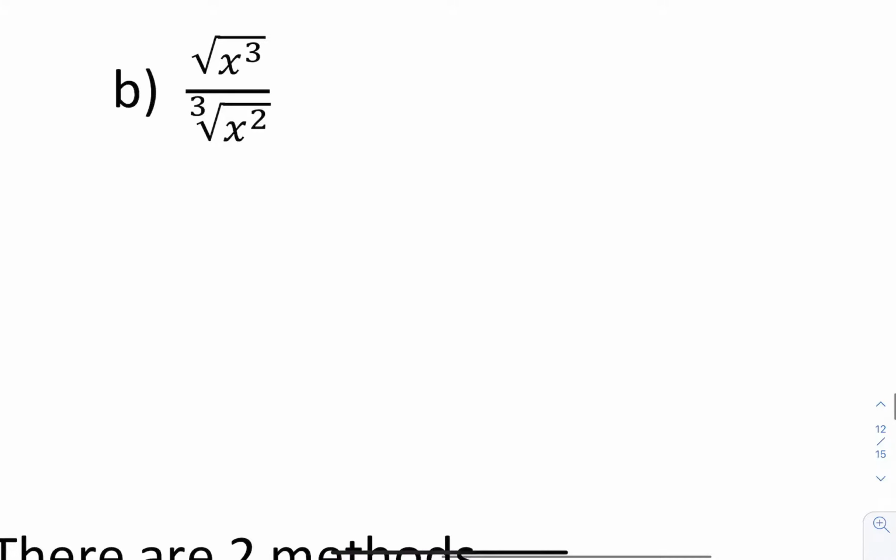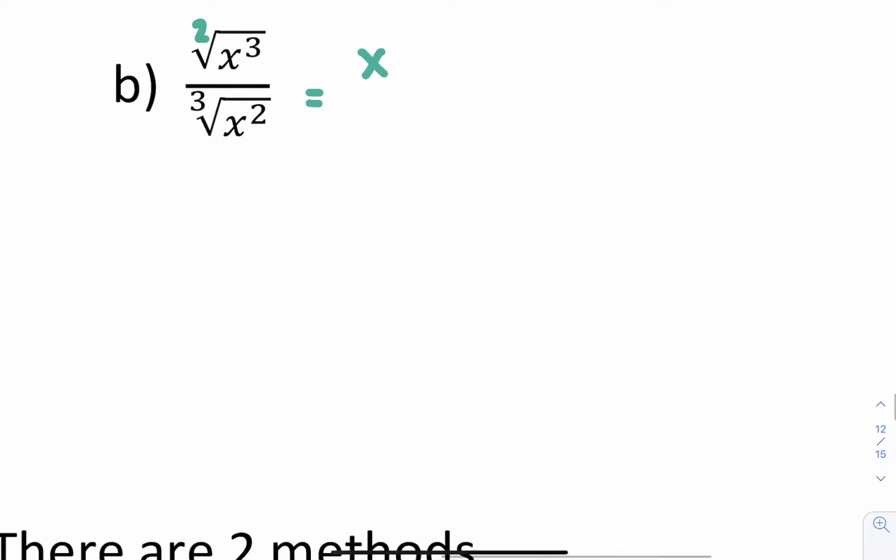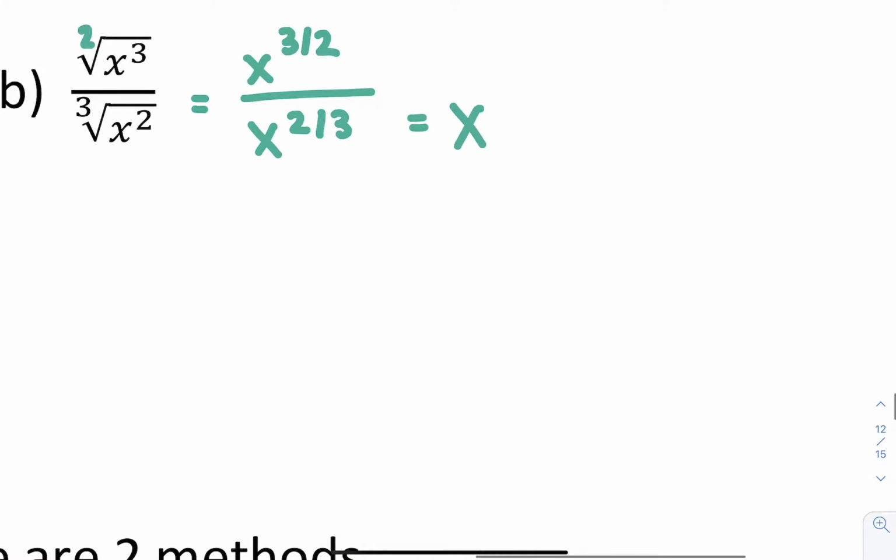Let's try to rewrite this. Remember, there's nothing written, so 2. x to the 3 halves over x to the 2/3. So what I have to do now, if I'm dividing with the same base, I subtract the exponents. So what is 3 halves minus 2/3?